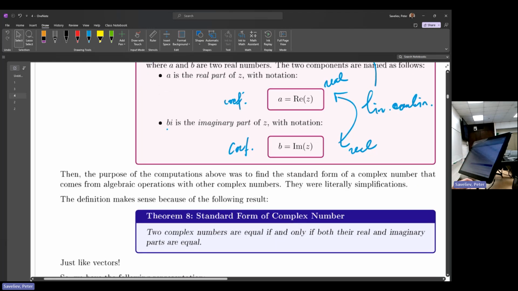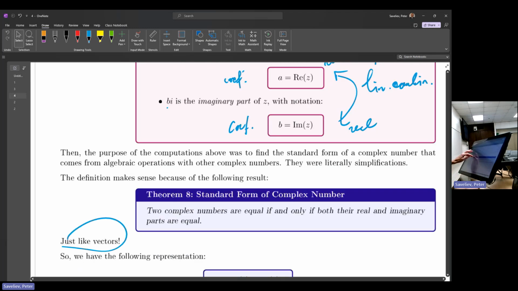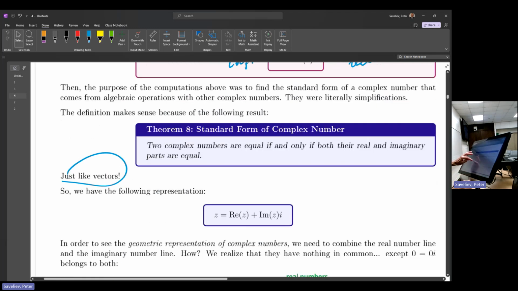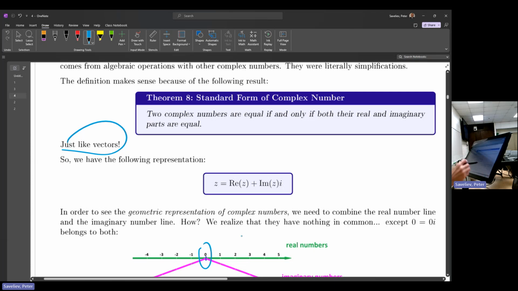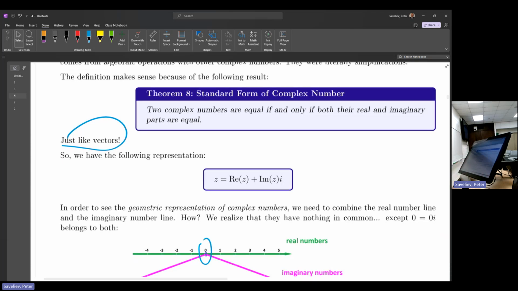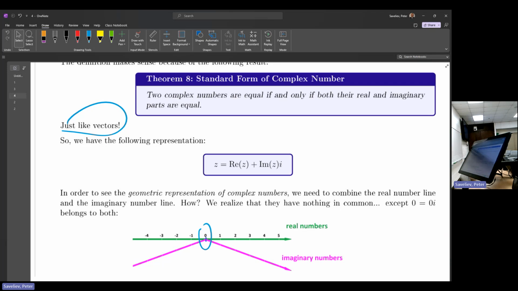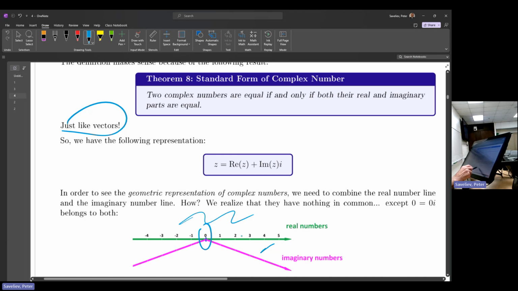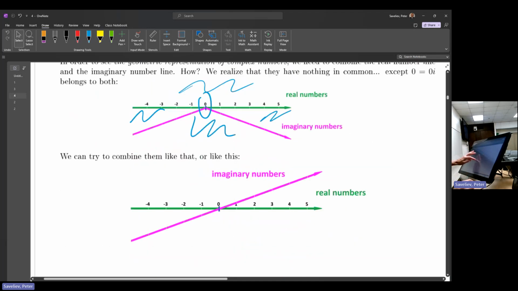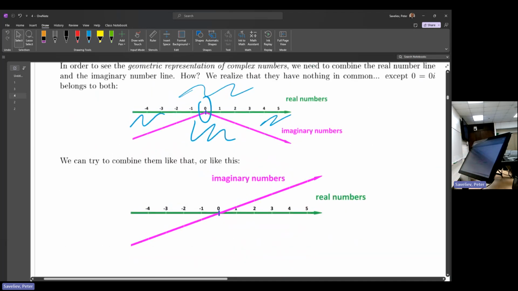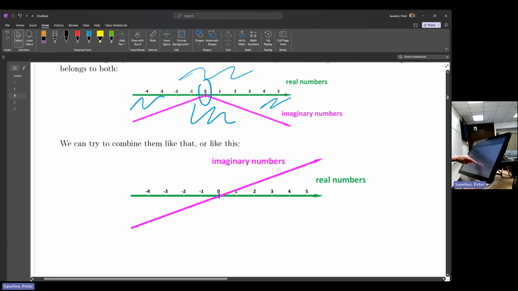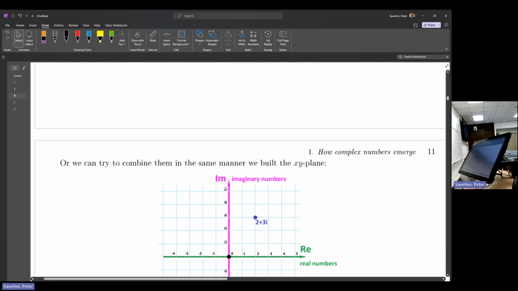Okay, so standard form: two complex numbers are equal if and only if both real and imaginary parts are equal, just like vectors. So this is how we can write it. It's sometimes convenient, even though not a big deal. This is where geometry starts to appear. We realize that the real and imaginary axes have a point in common. That's the zero, and that's how they should be attached to each other. Like this. And then there is the rest of them. The linear combinations are all here, and so we realize that we actually do have a plane of real and imaginary numbers if we're willing to combine them together, just like we did in the two-dimensional case of vectors.